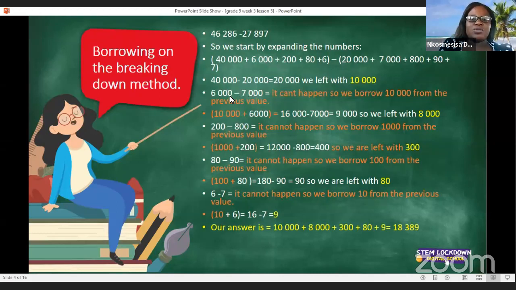So here, where do we borrow? We have to borrow here. So we're 10,000, we're 20,000, and then if we borrow 10,000, we're going to be left with 10,000. And then the 10,000 that we borrowed, we add it to this 6,000. So if you check there at the bottom, 10,000 that we borrowed plus 6,000, these 6,000 that you're supposed to subtract from 7,000, if we add them together, we have 16,000. And then we can now subtract 16,000 minus 7,000 equals 9,000.